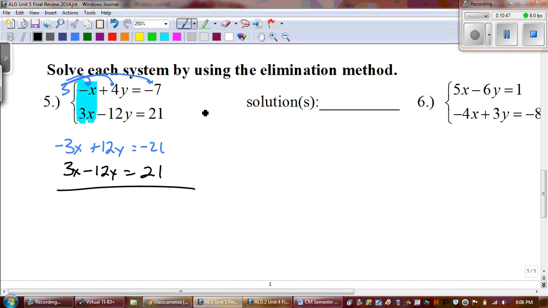Okay, let's start combining terms. Well, -3x and 3x, good, those cancel. But the 12y and the -12y, those cancel too. And when that happens, on the left side, we are left with a 0. Okay? On the right side, though, all that cancels too, and we're left with a 0. So does 0 equal 0? It sure does. This is a special case, and our answer is infinite solutions.